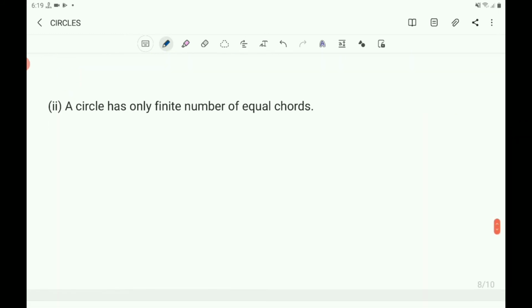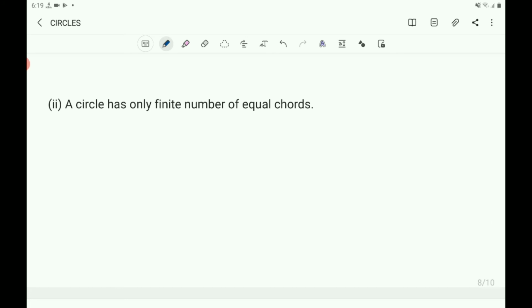The second question, a circle has only finite number of equal chords. You know that you can draw any number of chords in the circle. So the statement is not true. It is false. Because circle has infinitely any number of equal chords. Infinitely equal chords.